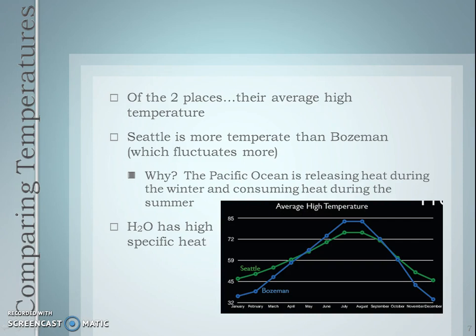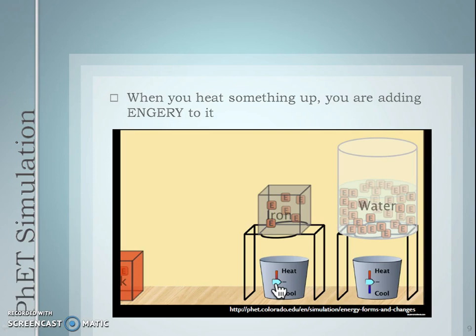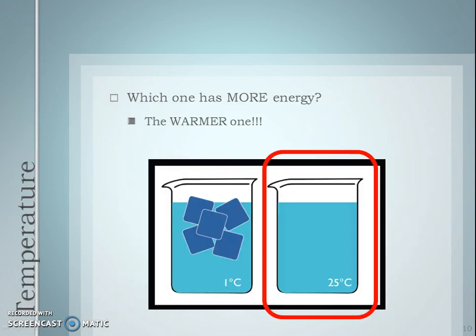And he reminded you that water has a very high specific heat, which he talks about in more detail later on. Gives you a nice flow chart as always. And then he did that PhET simulation where if you add heat, you're really adding energy. So then he said, well, look at these two beakers. One is at 1 degree Celsius and one is at 25 degrees Celsius. Which one is going to have more energy? Of course, the warmer one.